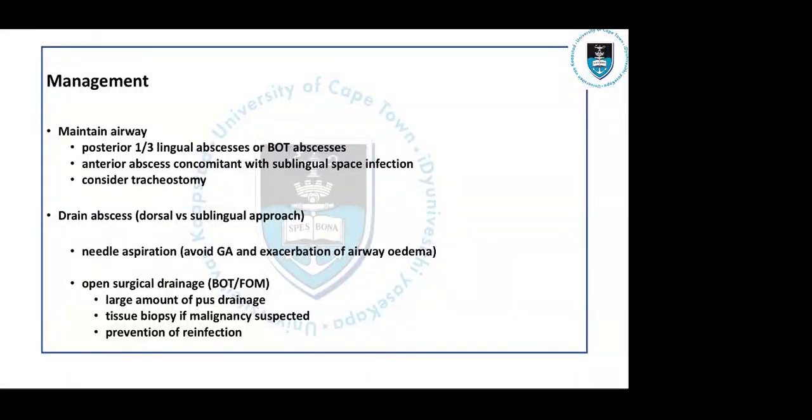The advantage of needle aspiration is avoiding a GA and exacerbation of airway edema by endotracheal intubation. On the other hand, surgical drainage can have more advantages, including a large amount of pus drainage, tissue biopsy if malignancy is suspected, prevention of reinfection due to open drainage, and dressing of the wound.